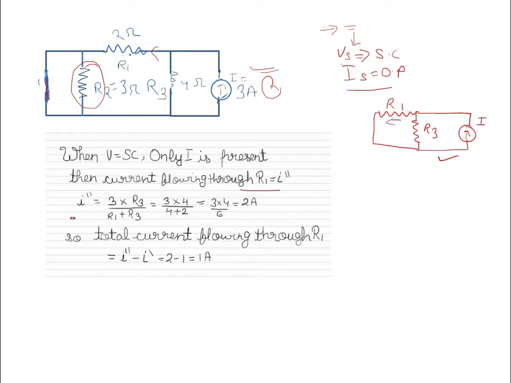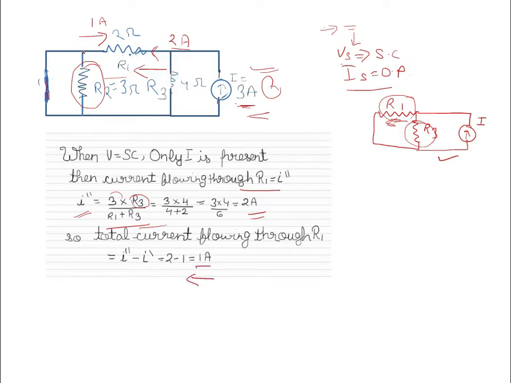So this will be the equivalent circuit, and now by the current division rule you can find the current flowing in R1. So I double dash, the current due to the current source, is the total current, 3 ampere, upon the total resistance, which is now R1 plus R3. Then since you want the current flowing through R1, we multiply this by R3. Therefore, we get 2 ampere. So here 2 ampere current is flowing in this direction due to the current source, and due to the voltage source 1 ampere was flowing in the opposite direction. So the total current flowing through R1 is 2 minus 1, which is 1 ampere in this direction.